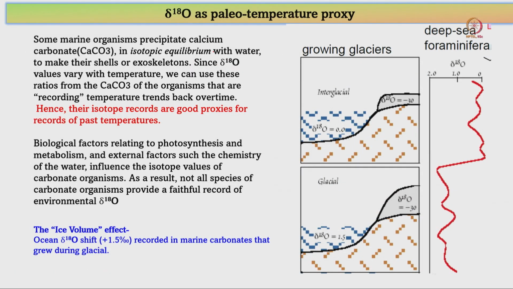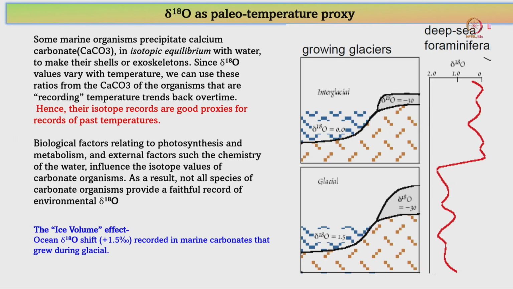So, therefore, delta 18O is used as a paleo-temperature proxy, because this kind of change in the data set of 18 oxygen helps us understand what kind of temperature would have been present at that time on Earth's planet, and would help us understand how the temperature has varied over the Earth's past history.